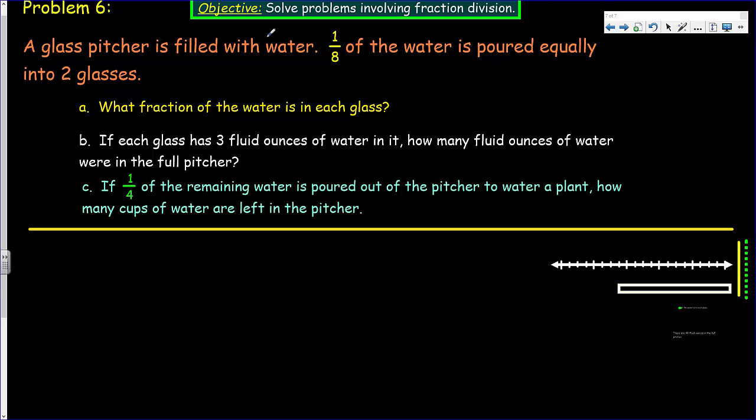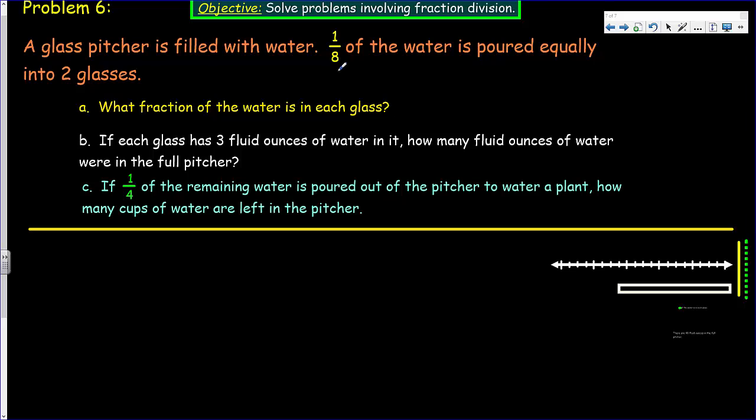A glass pitcher is filled with water. Okay, straightforward. 1/8 of the water is poured equally into 2 glasses. So we don't know how much water is in the pitcher, do we? We don't. All we know is that 1/8 of the water is poured equally into 2 glasses. So first thing is what fraction of the water is in each glass? This is kind of like our step 1.